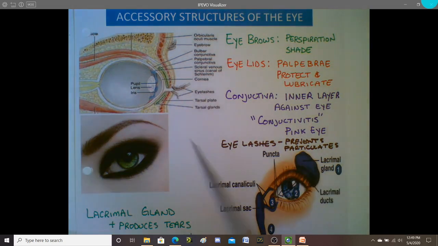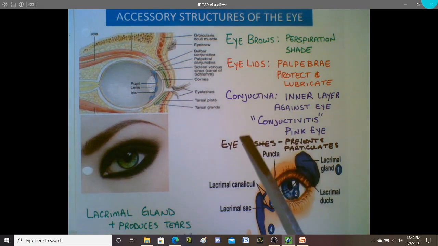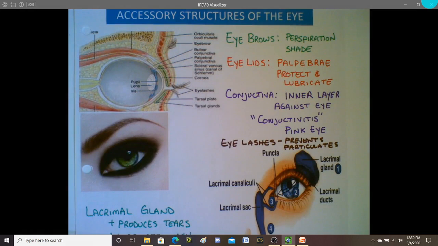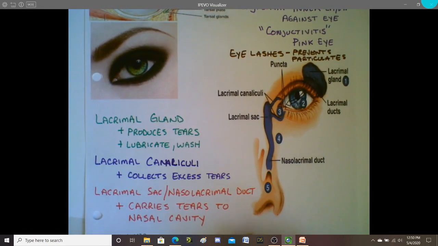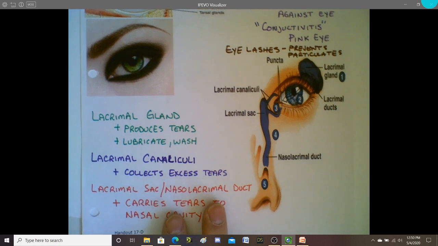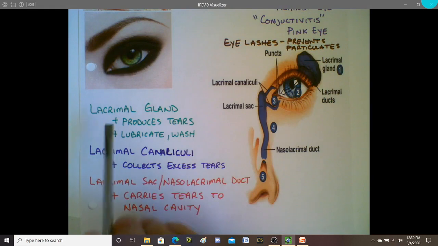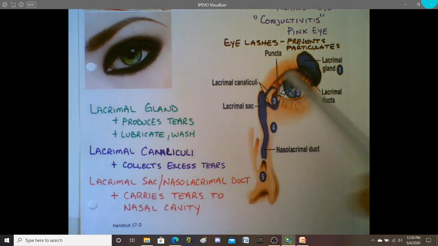All right, so that is the outer accessory structures of our eye. We also have tears. Tears are generated not in what we call tear glands or tear ducts, but lacrimal. So the lacrimal gland is your tear gland. And what's really cool about this is they're located lateral to your eye.